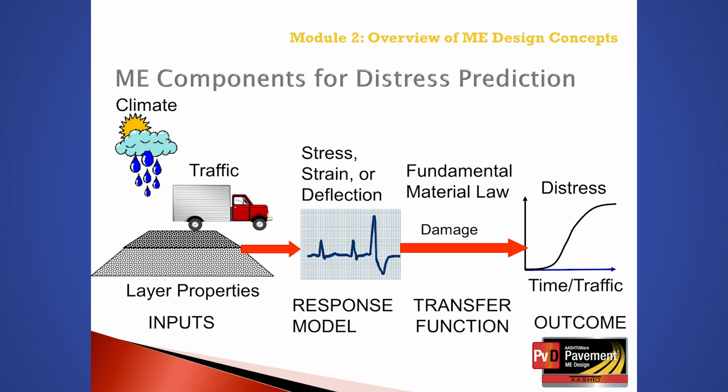The fundamental material law establishes the allowable number of load applications, which is truck type and axle type dependent, as well as being climate and seasonal dependent. The fundamental material law is used to estimate the damage of the pavement structure throughout the design period. The damage is used by the transfer function to calculate pavement distress over time.